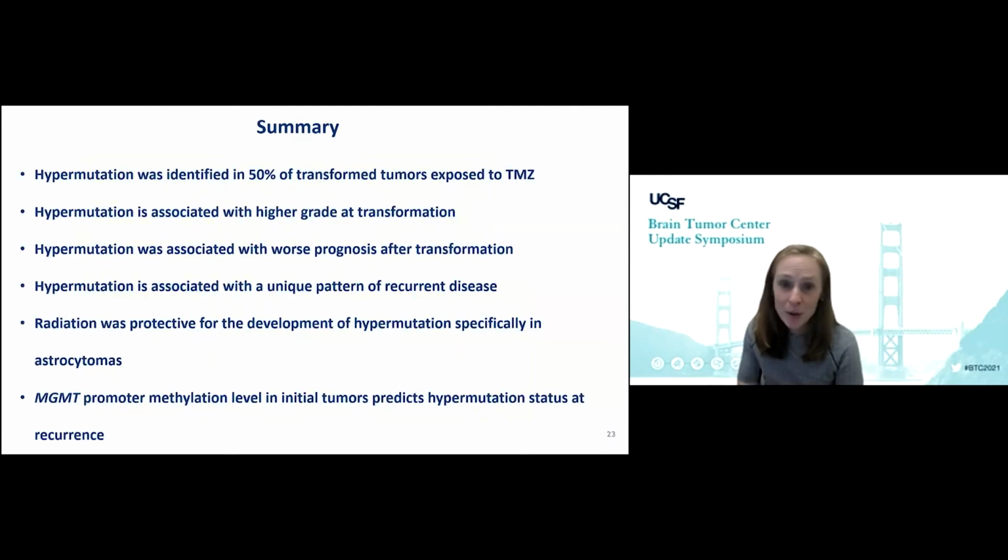So in summary, hypermutation was identified in 50% of transformed tumors exposed to temozolomide. So really a common event. It was associated with a higher grade transformation. It was associated with a worse prognosis, specifically when you transform to grade 3 disease. And it was associated with this really distinct pattern of recurrence where you're seeing ependymal and leptomeningeal dissemination. Radiation seemed to be protective, especially in the astrocytoma population, and MGMT promoter methylation level in initial tumors could predict the development of hypermutation status at recurrence.